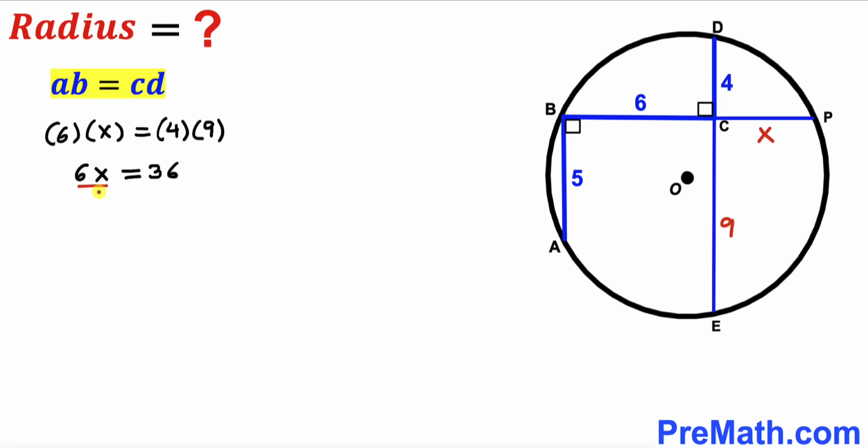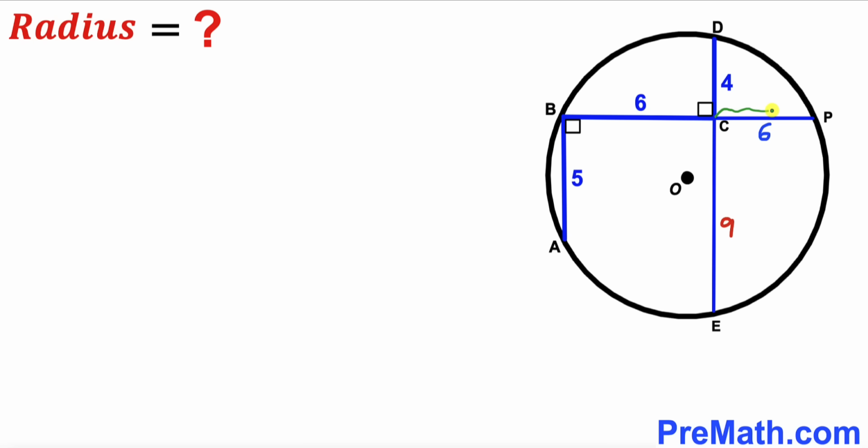And now we are going to divide both sides by 6 to isolate x. So therefore our x value simply turns out to be 6 units. So thus this segment CP length turns out to be 6. And now let's make an observation. We can see this whole chord BP length is going to be 6 plus 6 is going to give us 12 units. And now in this next step, I'm going to connect this vertex A with this vertex P, as you can see in this next step.